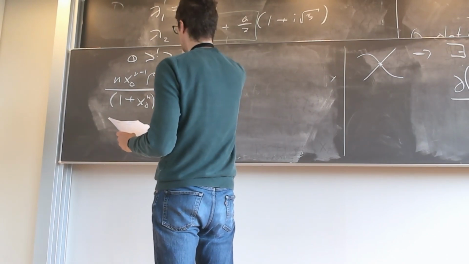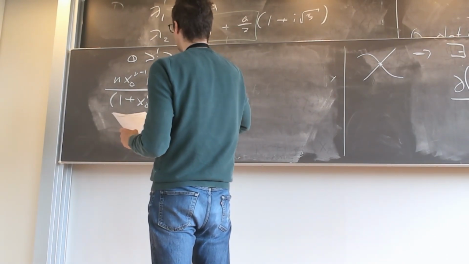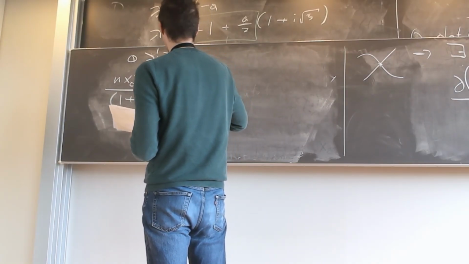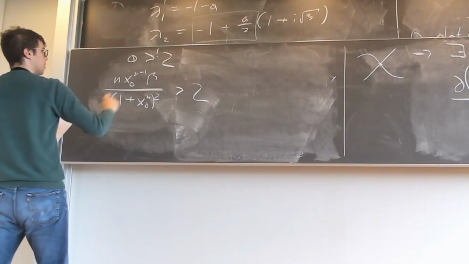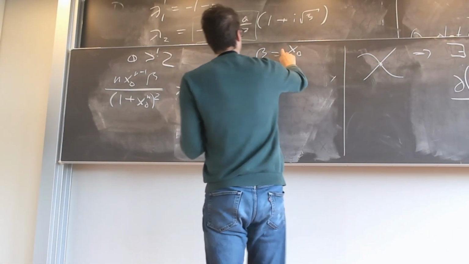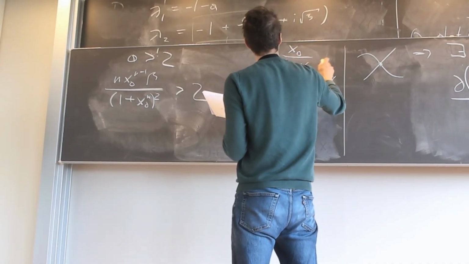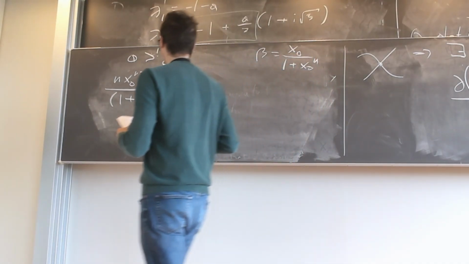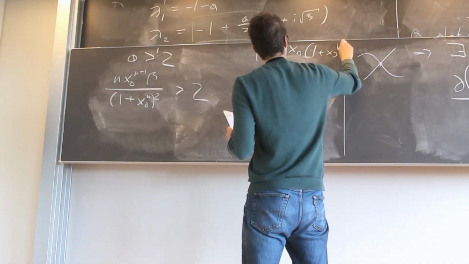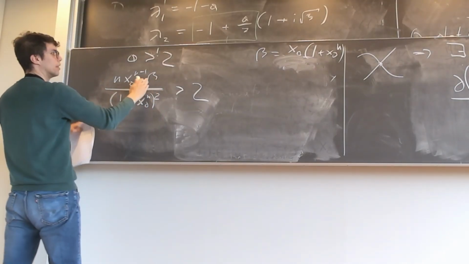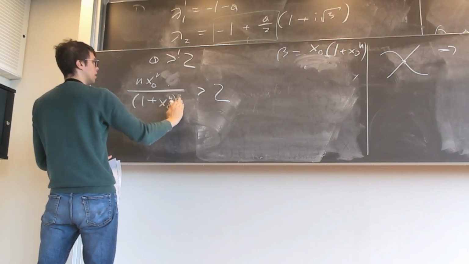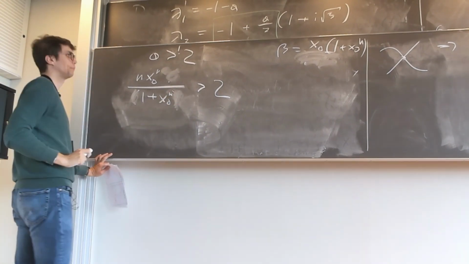Let's do this here. Yes, we can look at the beta value here. It turns out that you need to have beta equal to x0 divided by 1 plus x0 to the power n, times 1 plus x0 to the power n, which simplifies in the sense that we can give this beta an added power and reduce one power in the denominator.